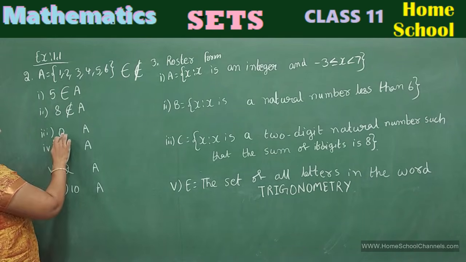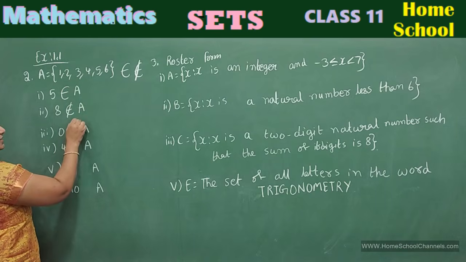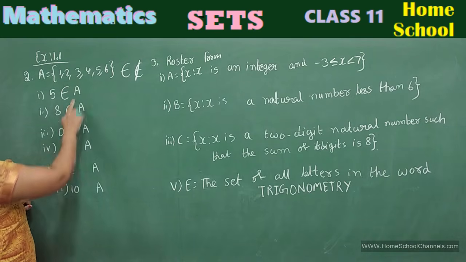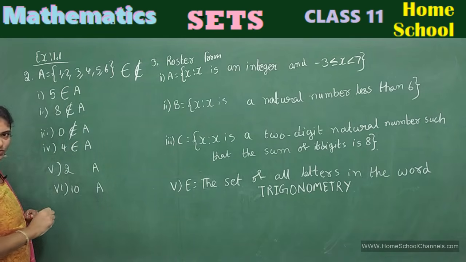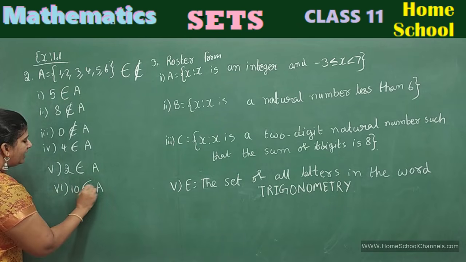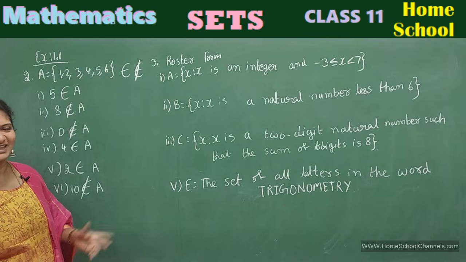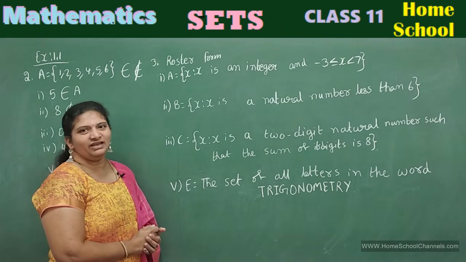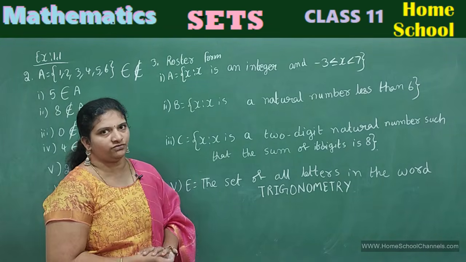Third one, 0. 0 is not there. Does not belong to. 4. 4 belongs to. 2. 2 belongs to. 10. 10 does not belong to. That's it. Coming to the third main, write the following in roster form.